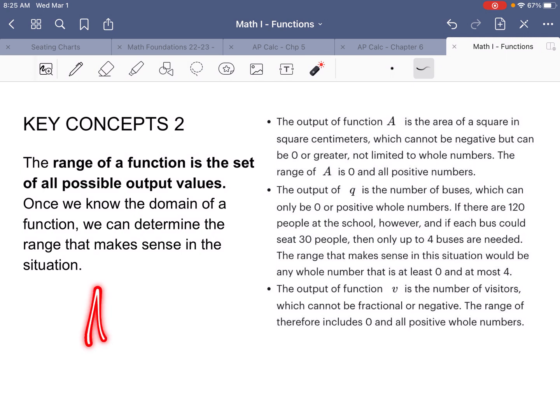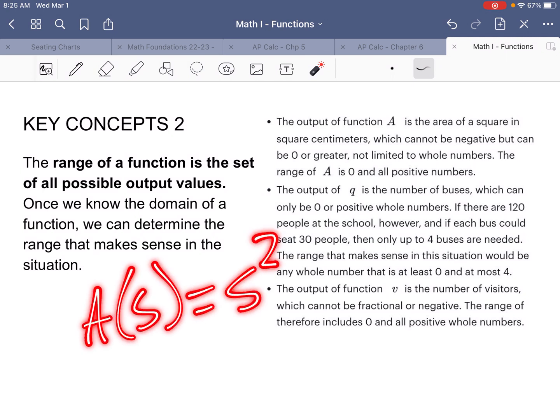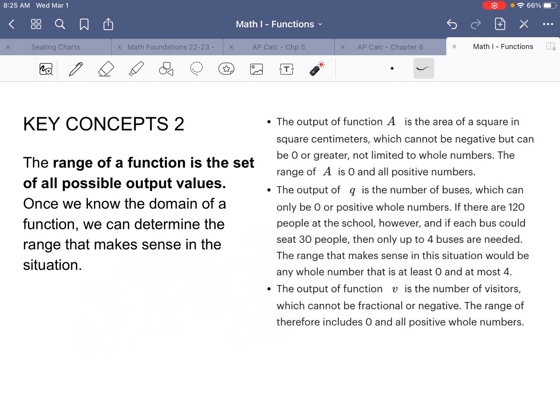So going back to that area of a square, that's a function of the side length. Well, if your side lengths have to be positive values, then your areas also have to be positive values. Not to mention the fact that this is squared, so even if you try to put a negative value into here, your area would come out positive. So the area could be 0 and all positive numbers.